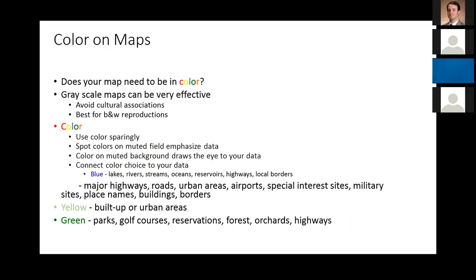The other thing to think about is that some colors have certain conventions tied to them. So typically blue conveys water, right? So if you make a map that conveys water with a different color, make sure you're doing that for a reason, right? That kind of gets back to, you can break the rules, but you have to know that you're doing that. Yellow, not really sure why that's not showing up as a nice yellow color, is used for built up or urban areas, and then green is for parks and things like that.